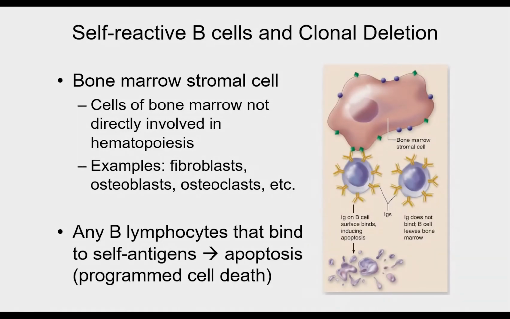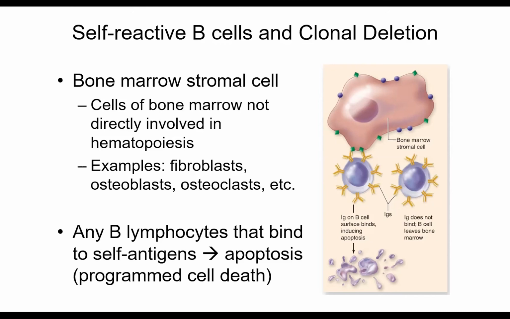B cells are formed and develop in the bone marrow. To keep B cells from reacting to self-antigens or the antigens of one's own cells, they're put through a selection process for self-reactivity. If you think about it, if B cells were to react to the body's own cells, that would trigger an autoimmune response, resulting in the destruction of one's own healthy cells.